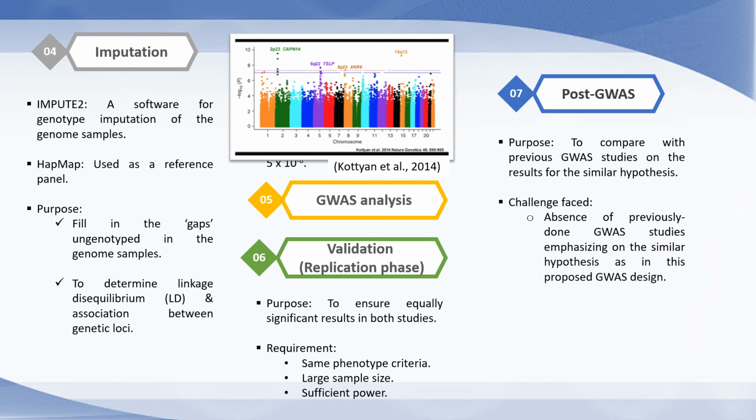In the last step, meta-analysis is suggested to compare the results in this GWAS with those generated from previously published GWAS with the same hypothesis being examined in order to produce a more precise prediction on the risk factors for this phenotype. However, as there is an absence of previously done GWAS studies emphasizing a similar hypothesis as in this proposed GWAS design, this step is rather impossible at this stage.